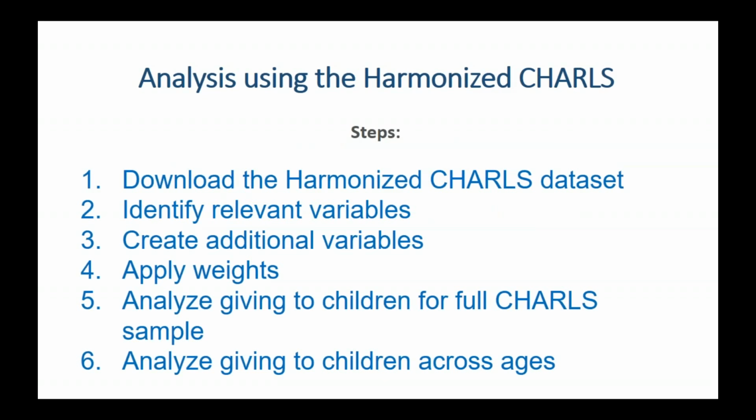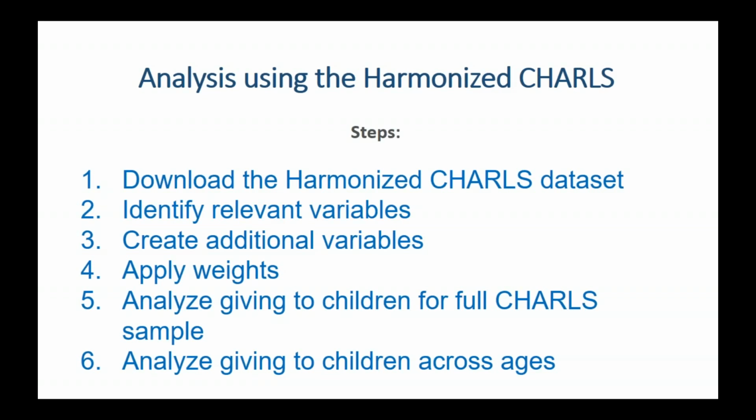So the steps to do this are we are going to download the Harmonized CHARLS dataset. We're going to identify our relevant variables. We're going to create additional variables. We'll apply weights. We're going to analyze giving to children for the full CHARLS sample, and then we're going to analyze giving to children for different subpopulations inside the CHARLS sample, and particularly subpopulations as defined in different age groups.